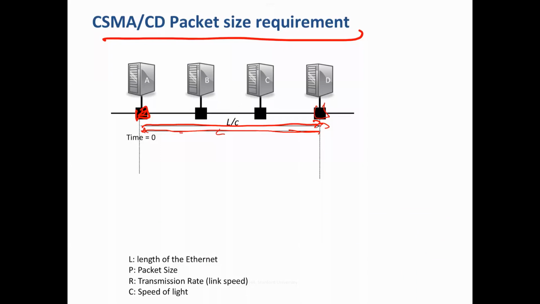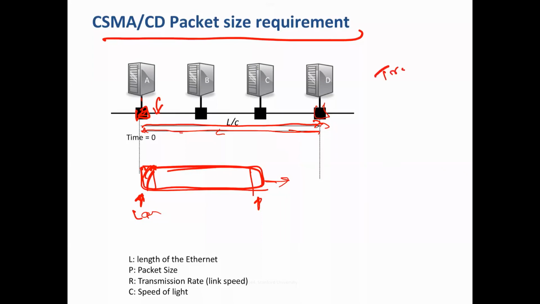So the last bit of this packet which this machine is sending, let's assume this is the first bit and this is the last bit, must not be sent until the collided signal comes back, right? So it means that this frame has to be of a certain length, because the speed at which you can put signals here is limited. That's called transmission speed.